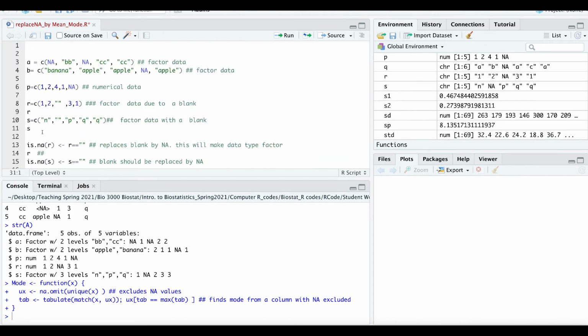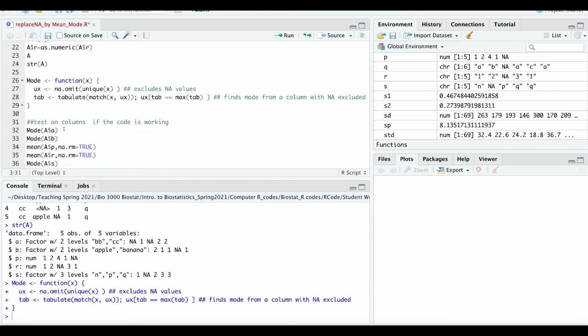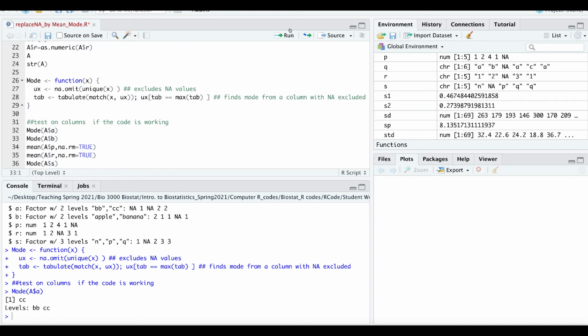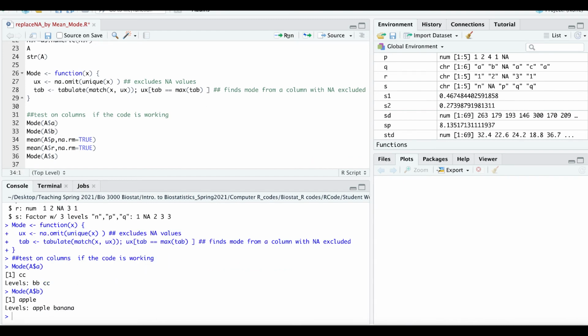See, there are two NA values, and CC is repeated the maximum number of times. So that means the mode of A must be CC, and the mode of B must be apple, and so on. Let me go over that and test it. So mode of A dollar A, what does that mean? That means in the matrix A, it is picking the first column. The dollar sign goes inside the matrix A and picks the first column. If you run that, this implies CC is the mode. There are two levels, but CC is the mode. Similarly, for the second column, B, there are two levels, apple and banana, and apple is the mode.